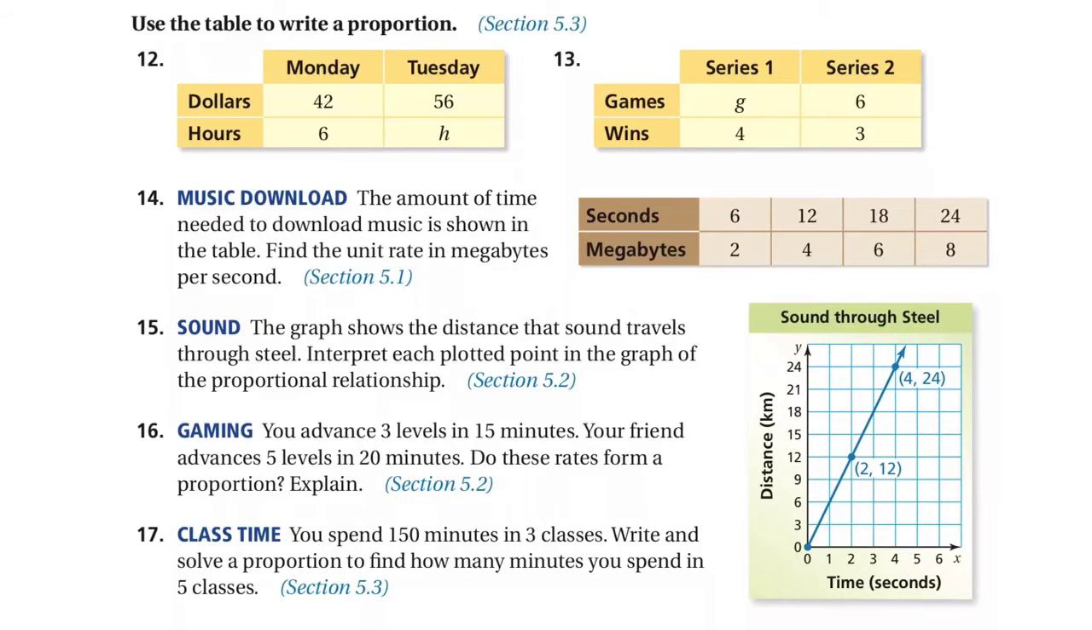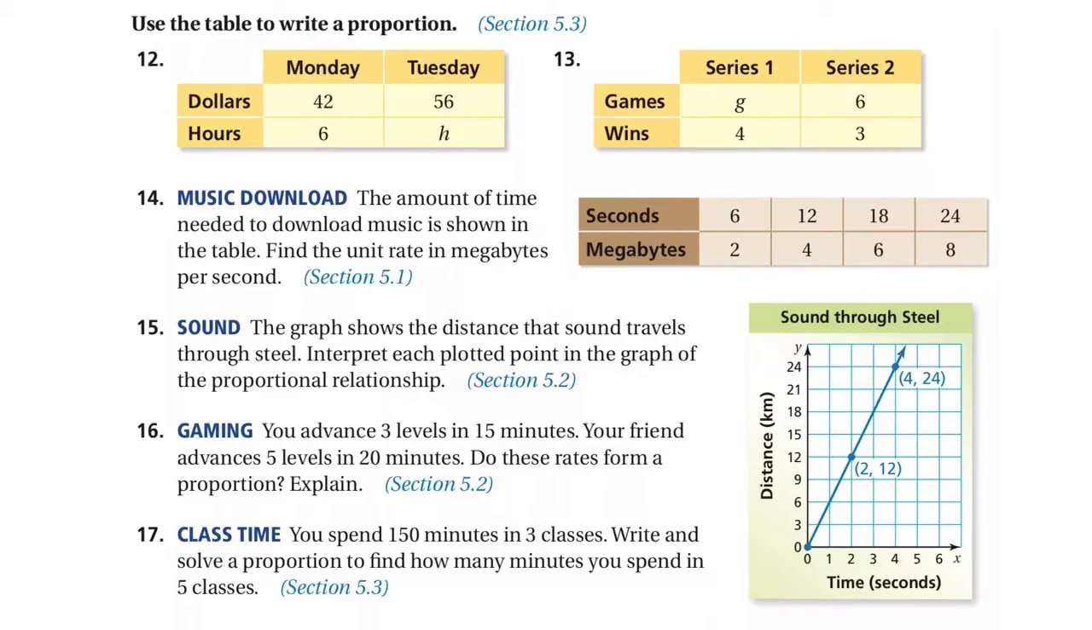For 12 and 13, you're just writing a proportion. If it were me, I would do dollars over hours equals dollars over hours for the first one, and games over wins equals games over wins for the second one. Number 14, you're just finding a unit rate.